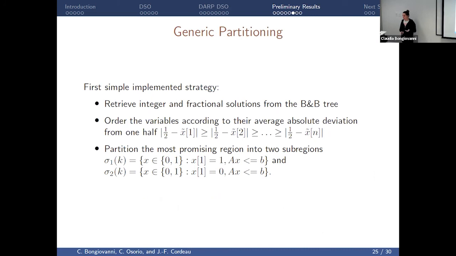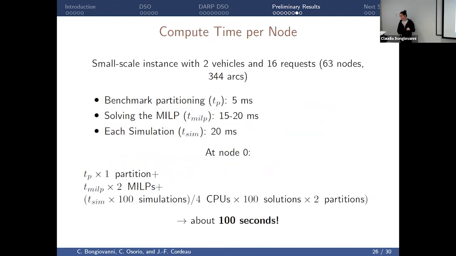So really the difference between this generic partitioning, the one proposed in the literature, and this one, for now in these preliminary tests, is just: do we use information from an LP, which solves very fast, or do we use information from a MILP, so all nodes in the branch and bound tree? Is there any added value in using the MILP, even so simply?